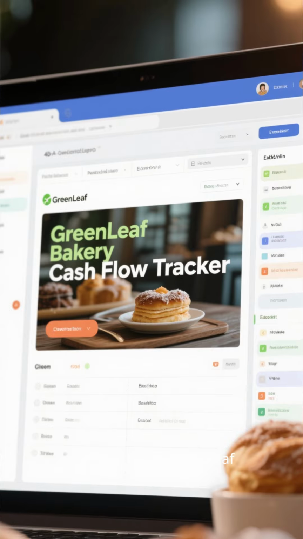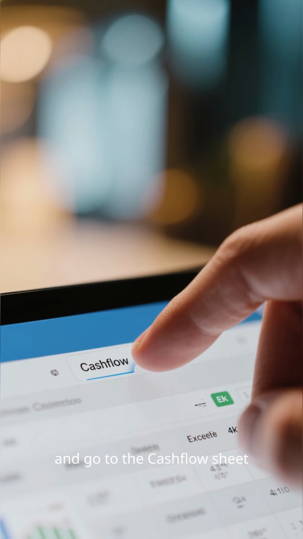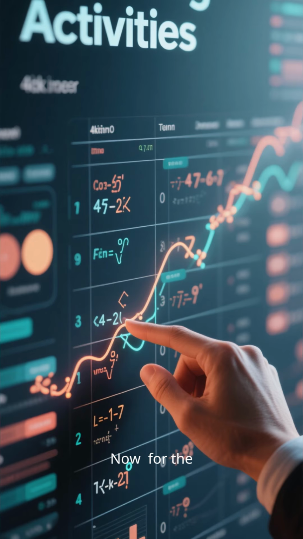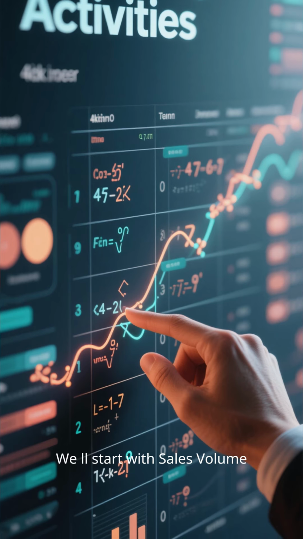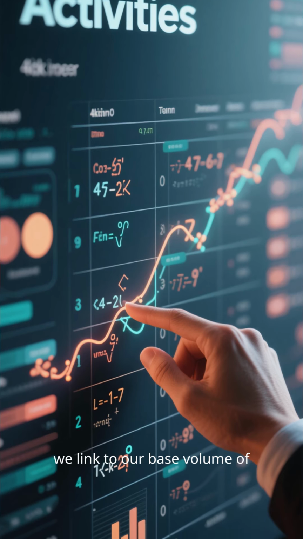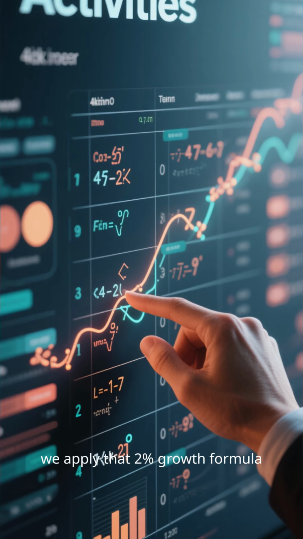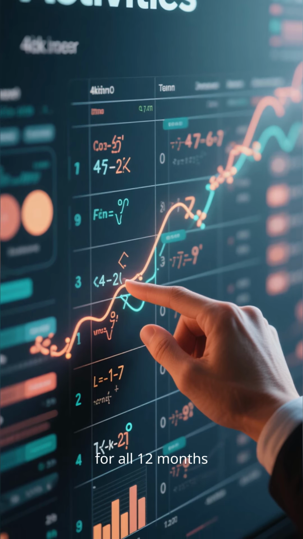Let's build it in Excel with our Greenleaf Bakery example. First, open your workbook and go to the cash flow sheet. We'll set up columns for months 1 to 12. Now, for the operating activities section, we'll start with sales volume. For month 1, we link to our base volume of 2,000 units. For month 2, we apply that 2% growth formula. Then, just drag that formula across for all 12 months.